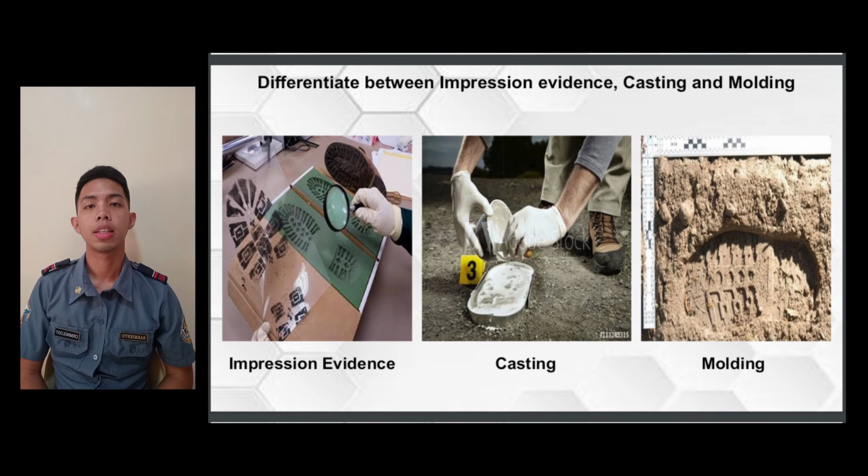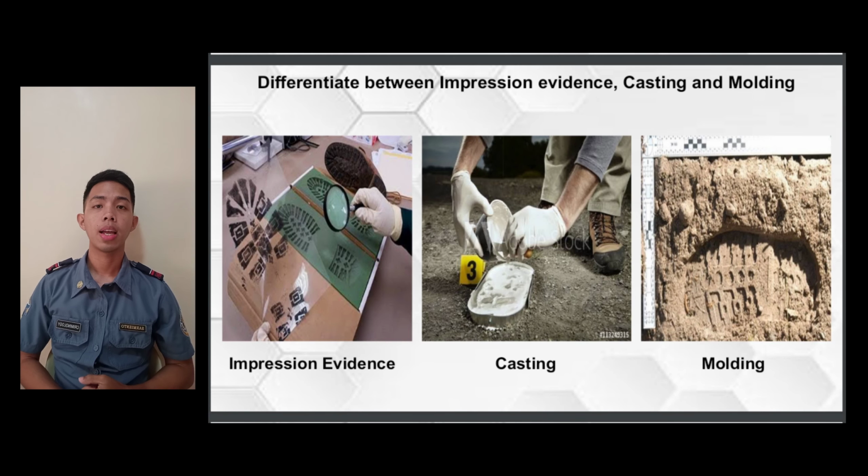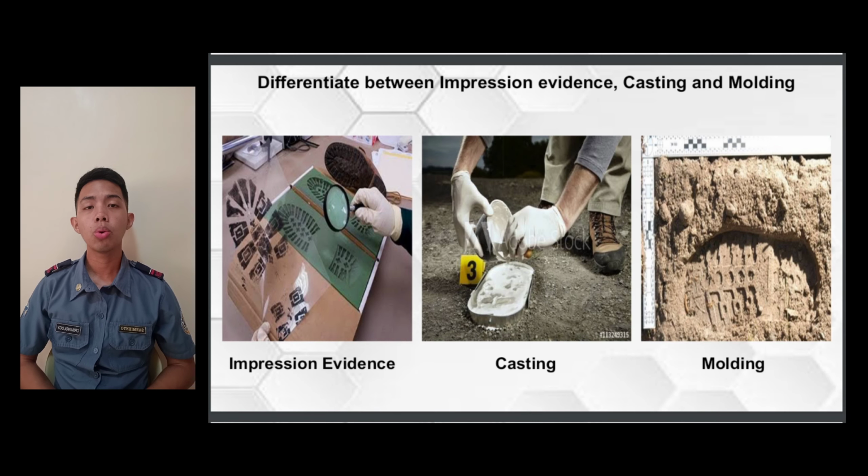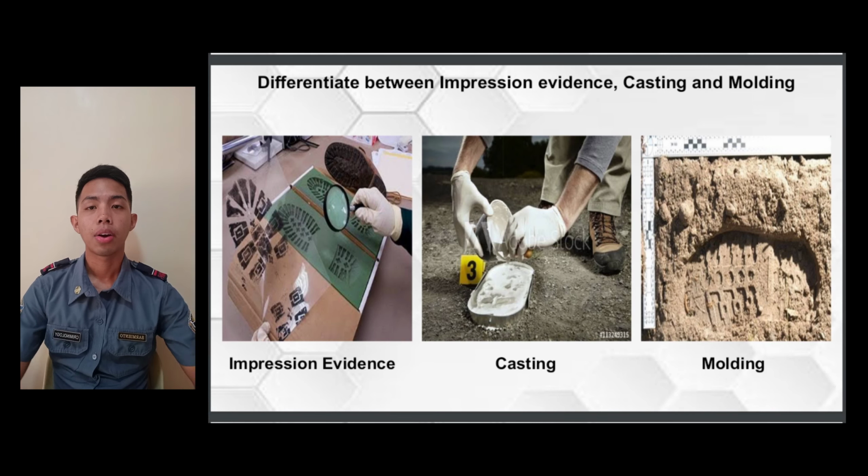Second is casting. Casting is of paramount importance in forensic science as it allows a crime scene investigator to collect an identical copy of a mark or print from a scene, which can then be compared to a seized tool, shoe, or tire in order to establish a link between a suspect and a crime scene.